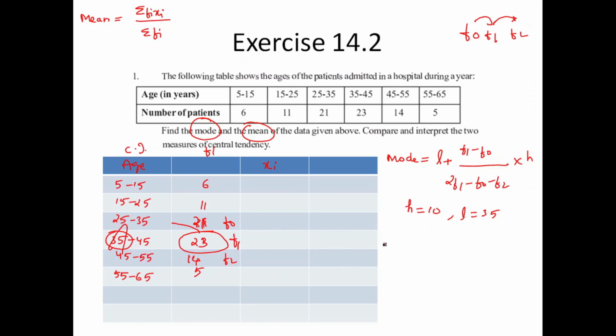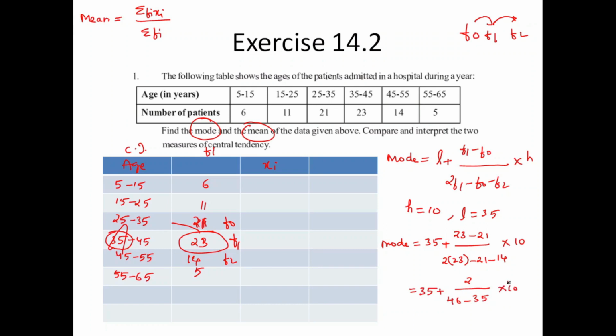I'm just substituting everything in your mode. Mode equals L value, your lower limiting value, that is 35, plus F1. So what is your value of F1? F1 is 23. F0 is 21, divided by 2 into F1, which is 23, minus 21 minus F2, which is 14, into H value, which is 10. So similarly, let me solve this. 35 plus, this is 46 minus 35, into 10.